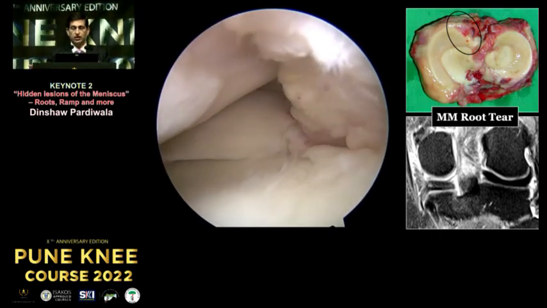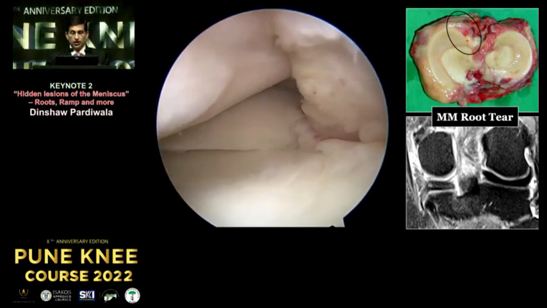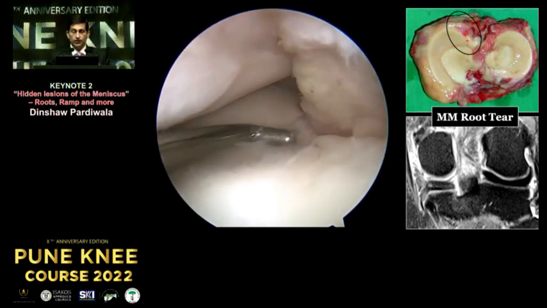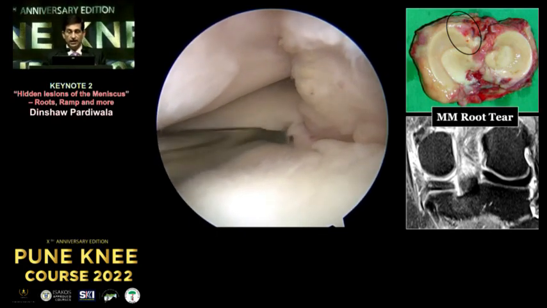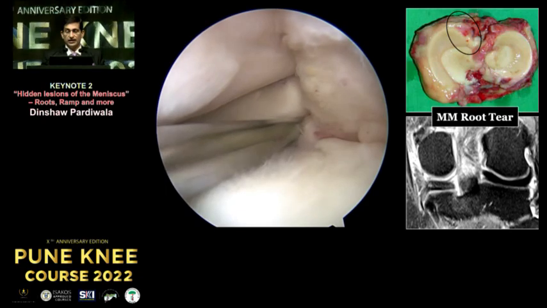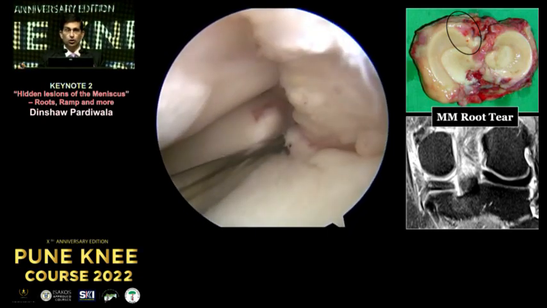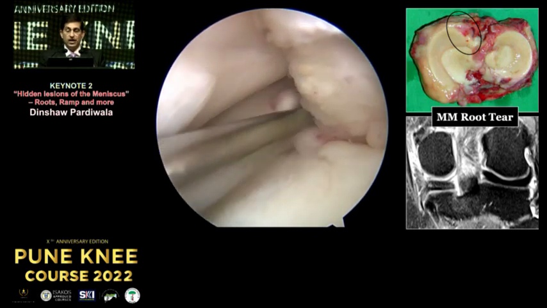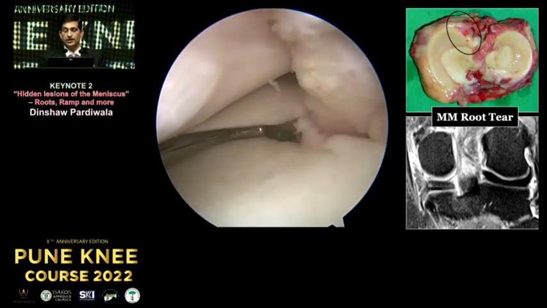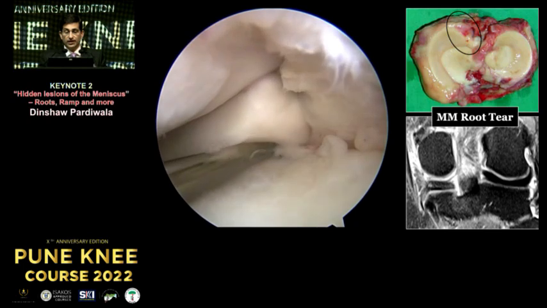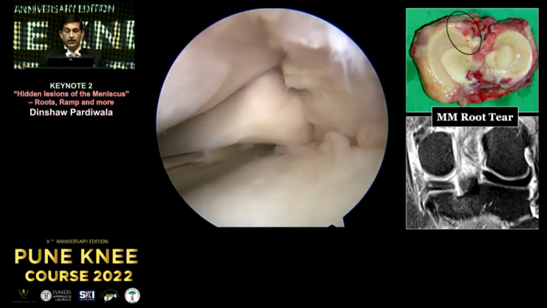So take this patient, for example. You've actually had to go into the notch, take off some of the fat there around the PCL, and then when you probe it, you'll realize that there's a medial meniscus root tear. If you were just to look at it cursorily, you may miss this tear, and therefore this is called a hidden lesion. So once you probe it and specifically look at it, then you'll find it.